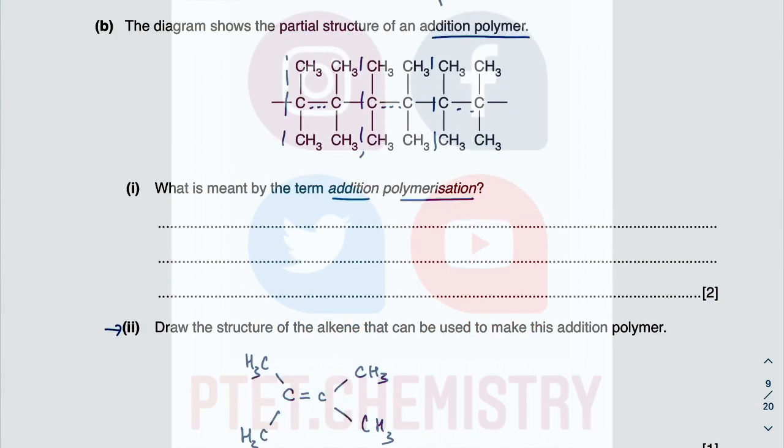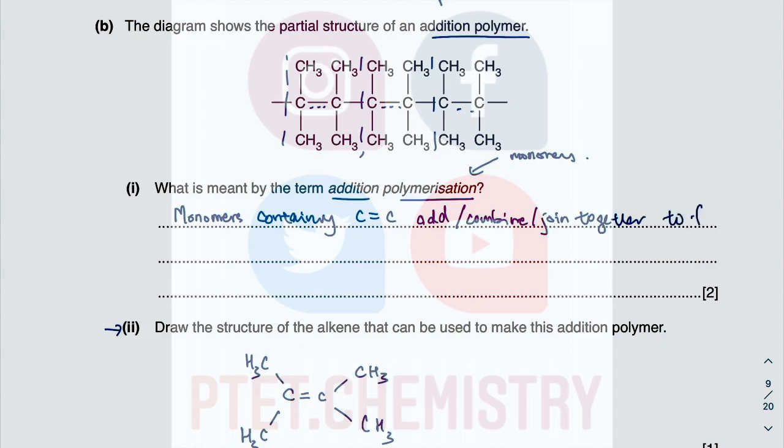So in polymerization, you have monomers. Okay, so monomers containing a carbon-carbon double bond add or combine or join together. Okay, so those are the idea. Join together to form a polymer, to form a long chain of polymer.